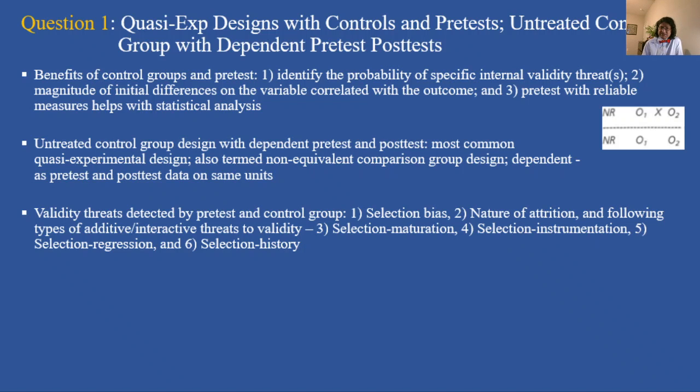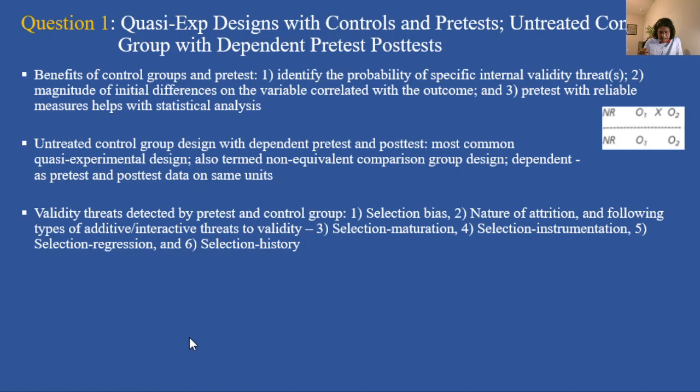The benefits, as discussed in the book, are first, we get to know how the groups initially differ so as to determine which internal validity threat or threats would be more plausible. Second benefit is we learn the magnitude of initial group differences on the variable that is highly correlated with the outcome. And the third and final benefit discussed in the book is that the pretest helps with statistical analysis if the reliability of these pretest measures is known.